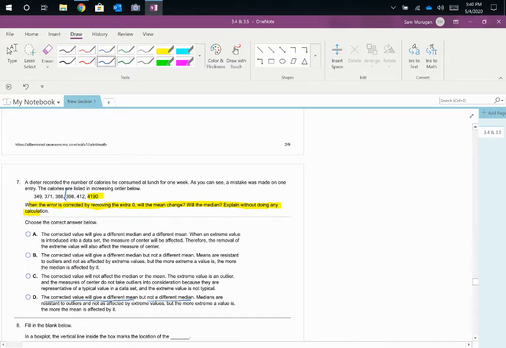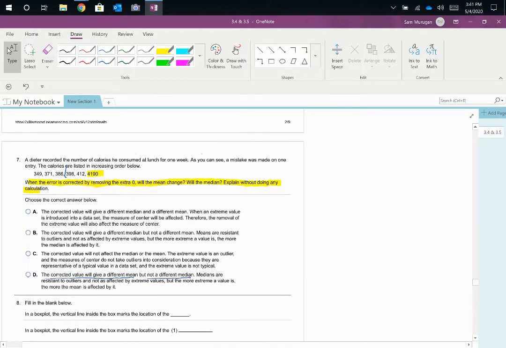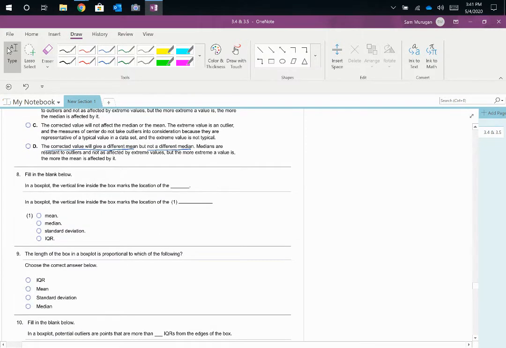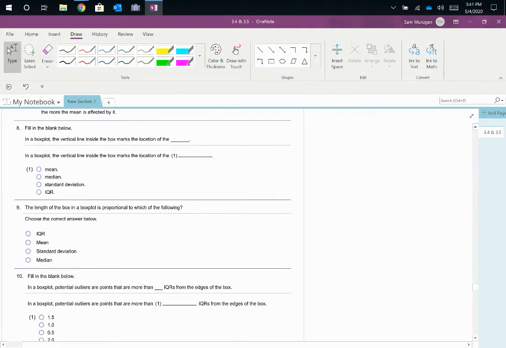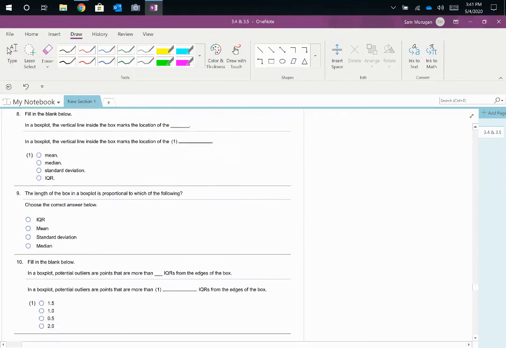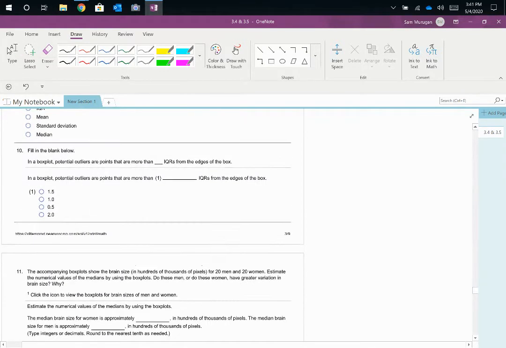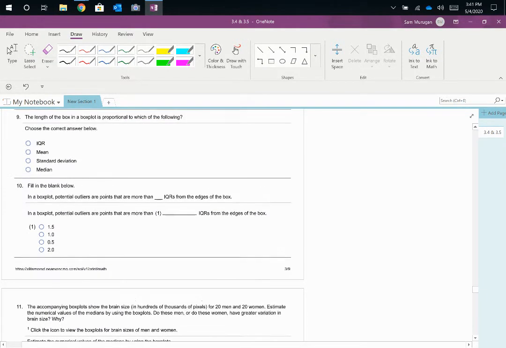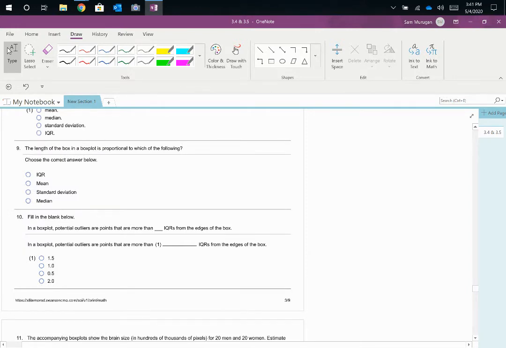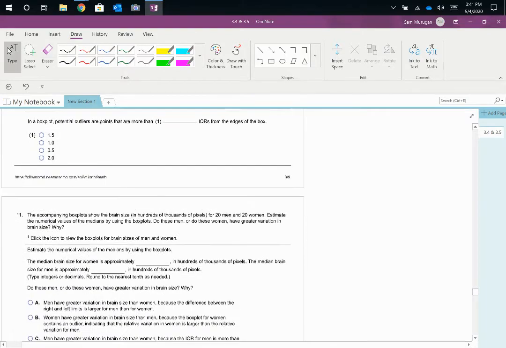You can read more into it. This is the only one that actually answers the question anyway. Medians are resistant to outliers and not as affected by extreme values, but the more extreme the value is, the more the mean is affected by it. Maybe I can do one more of these for you. The length of the box plot is the IQR. You guys can look up your notes for the rest.